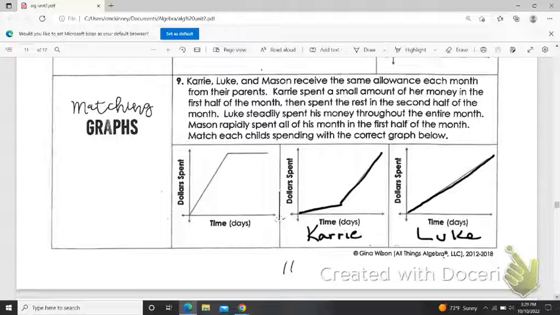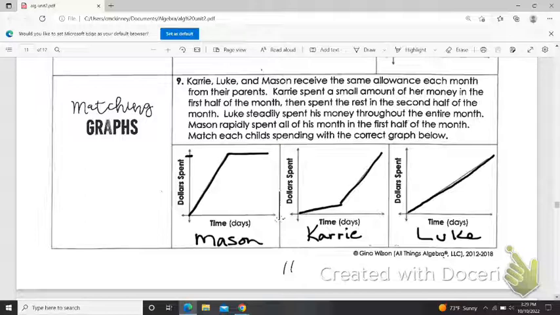And then let's make sure that this last one represents Mason well. So Mason, he's spent, and that's it. That's all the allowance he has. So this flat spot means Mason is broke. Mason has no more money left. So his total dollars spent is staying steady at that point, because he got to the top way back here in the middle of the month.